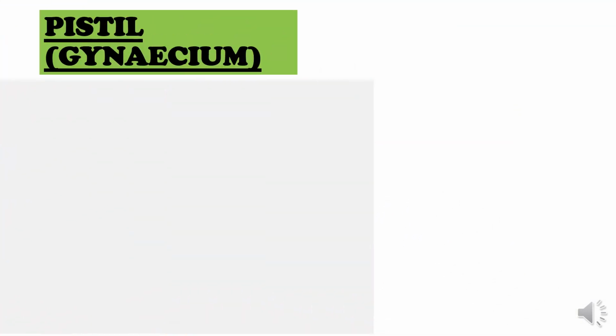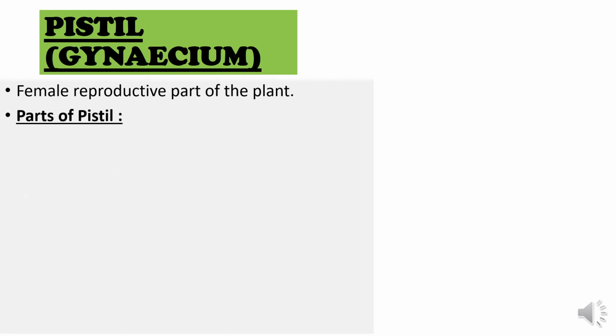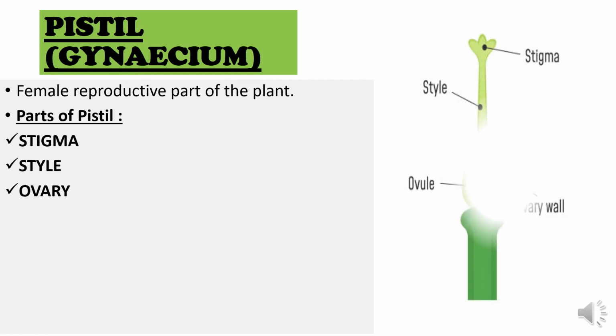Last is pistil. Pistil is called as gynoecium. That is the female reproductive part of the plant. Male reproductive part of the plant is stamen. Female is the pistil. Three parts of pistil are there: stigma, style and ovary. You can see the picture. It looks like this.